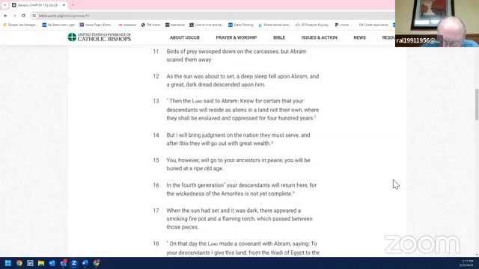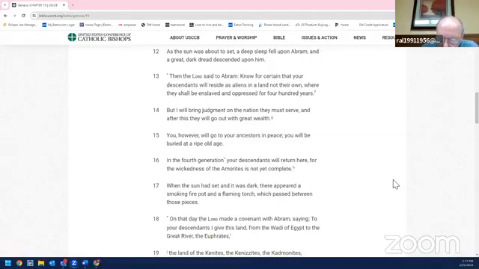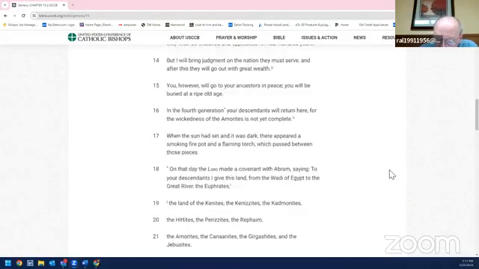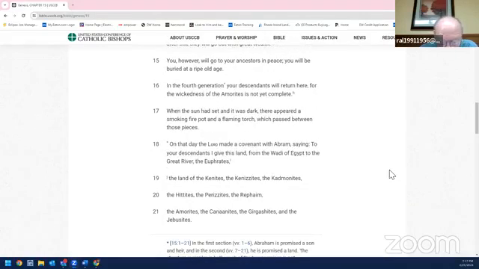When the sun had set and it was dark, there appeared a smoking firepot and a flaming torch, which passed between those pieces. On that day, the Lord made a covenant with Abram, saying, to your descendants I give this land, from the Wadi of Egypt to the great river, the Euphrates, the land of the Kenites, the Kenizzites, the Cadmonites, the Hittites, the Perizzites, the Rephaim, the Amorites, the Canaanites, the Girgashites, and the Jebusites.